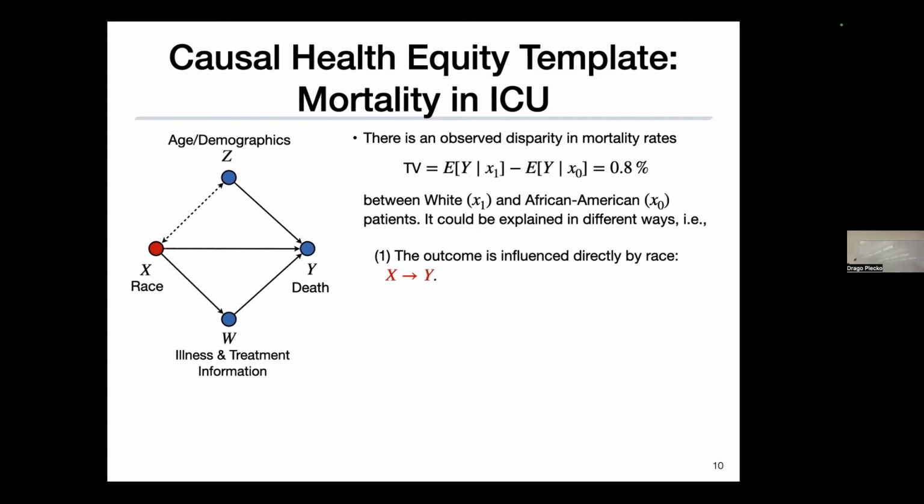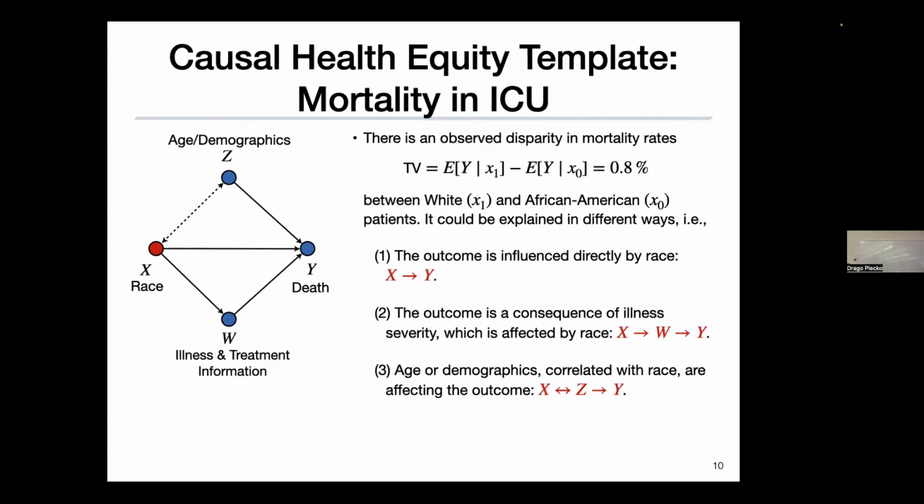The first one is the so-called direct effect from X to Y. It could be the case that the outcome is influenced directly by race. It's just the X to Y arrow. Then it could be the case that the outcome is a consequence of illness severity, which we know it is, but maybe illness severity is affected by race. This is the so-called indirect pathway going through W, from X to W to Y. Finally, it could also be the case that age or demographics that are correlated with race are affecting the outcome.